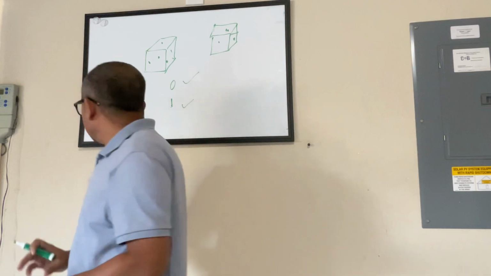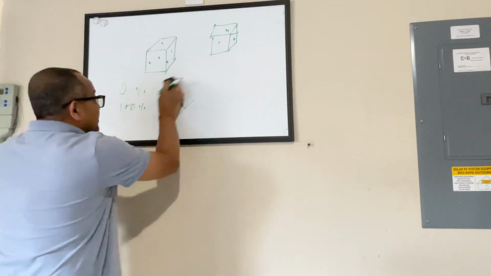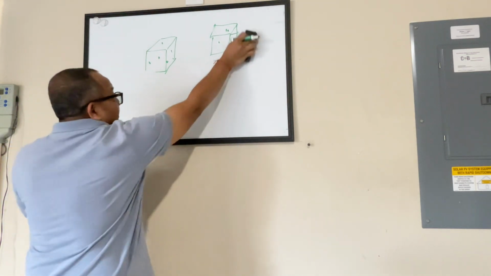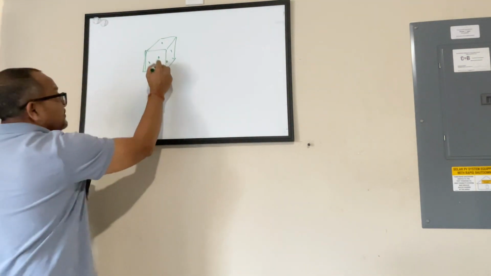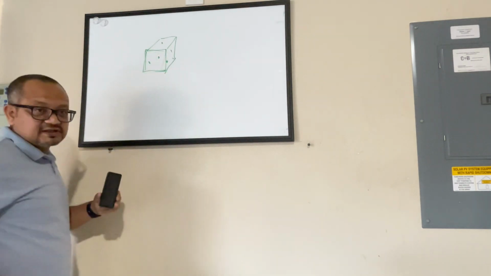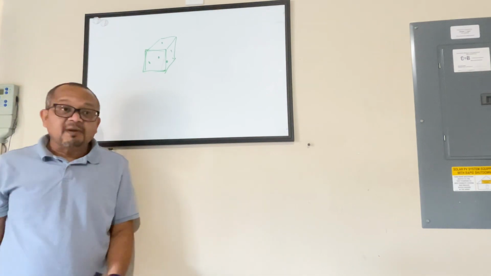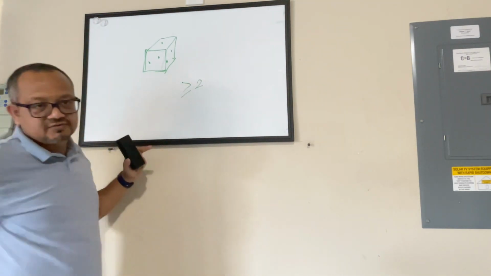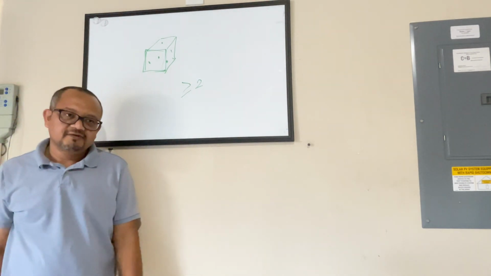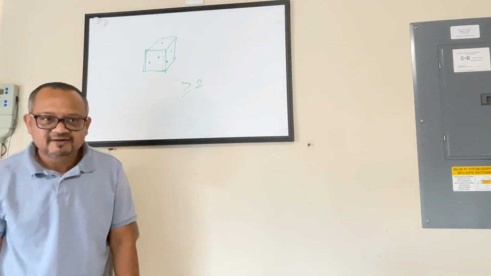Okay. Now let's look at one more thing. Let's get rid of this fake dice. Talking about a dice which has 6 sides and 6 numbers on it, what is the probability of getting a number greater than or equal to 2? That would be 5, 6.